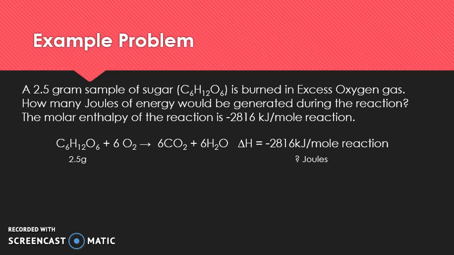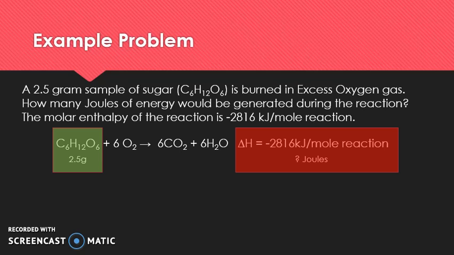So let's layer the information that we know. We have 2.5 grams of sugar, so I put that underneath the C6H12O6. And then finally, we're asked about the amount of energy, so I put that way over underneath the delta H value. What that lets me know is that I need to start with the C6H12O6 number in grams, and then I need to end with the number of joules. So these two factors are going to be playing a very important role in my overall setup.